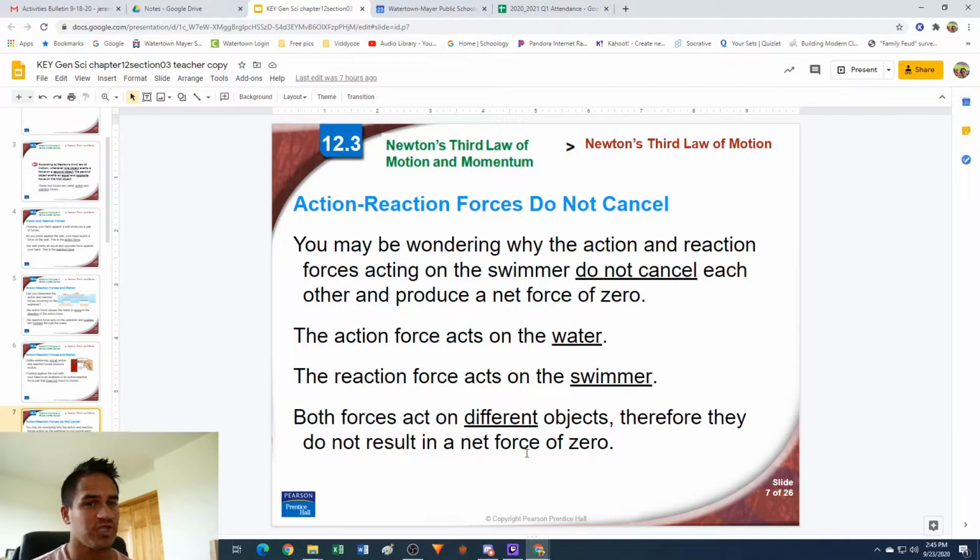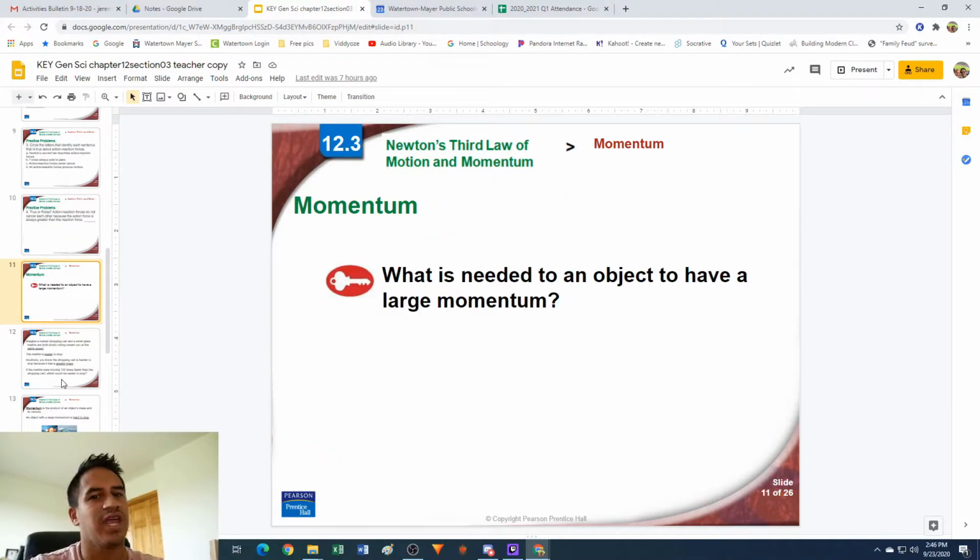Now, if both forces were acting on the swimmer or on the water, then yes, you would have these forces cancel each other out, and you get a net force of 0, in which case no motion would occur. But you have to remember they're on different objects. All right, so other than understanding action-reaction forces, the last thing we got to talk about here is momentum.